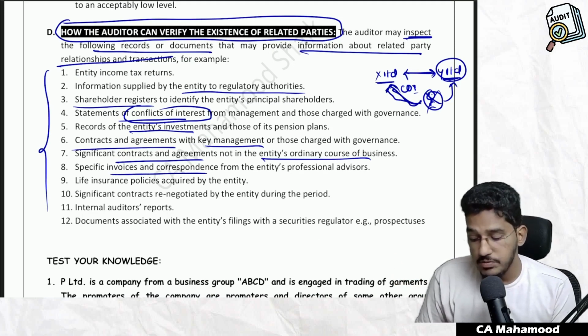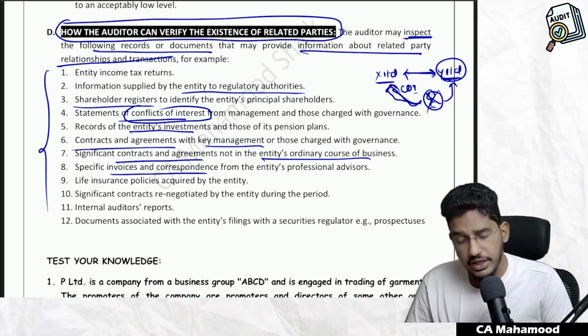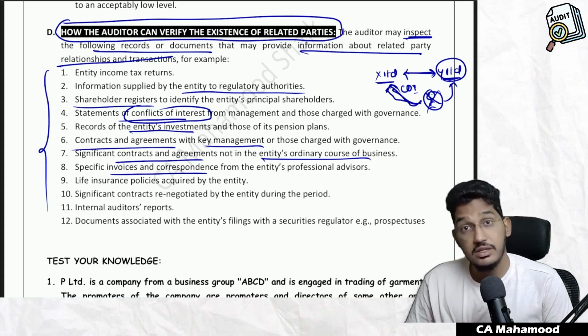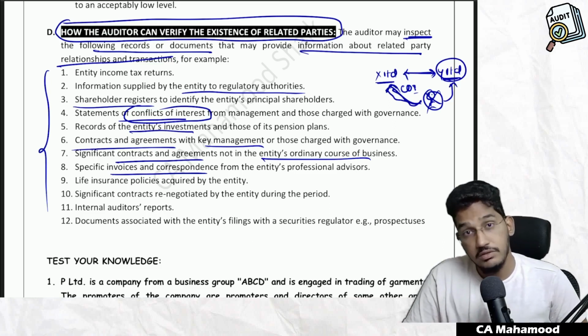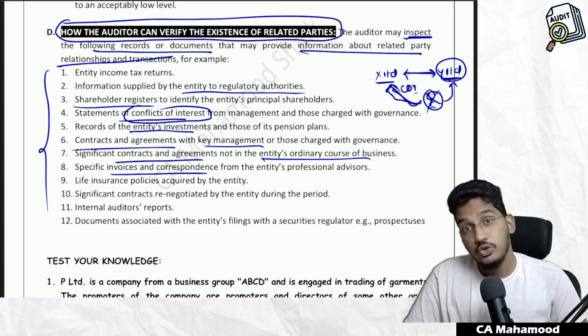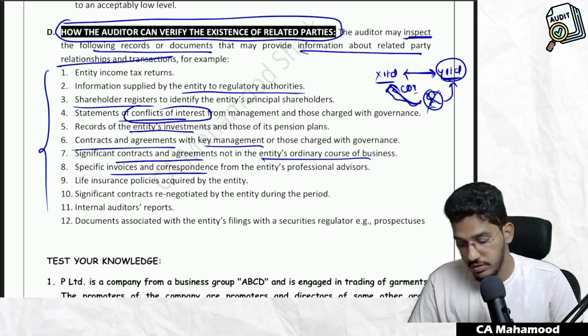Specific invoices and correspondence from entities, professional advisors. Even check whether they are getting any communication or correspondence with entities, professional advisors like lawyers. Sometimes what companies will do, they will collude with the lawyers. They will take the help of professional lawyers to hide the related party transactions. So that's why check whether any invoice or correspondence is there with entities, professional advisors like lawyers.